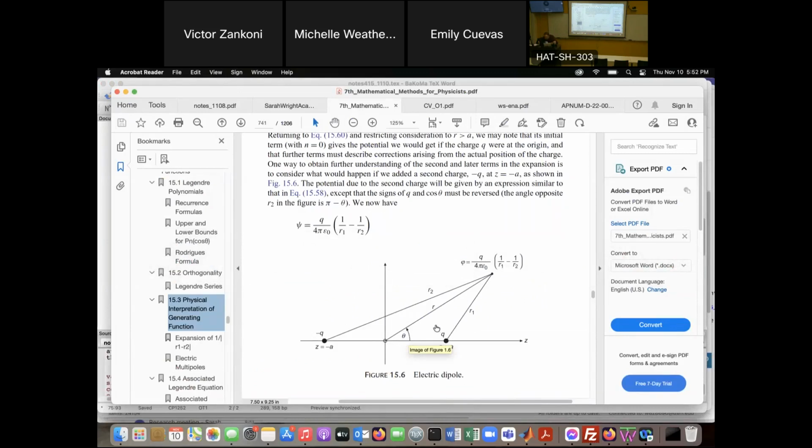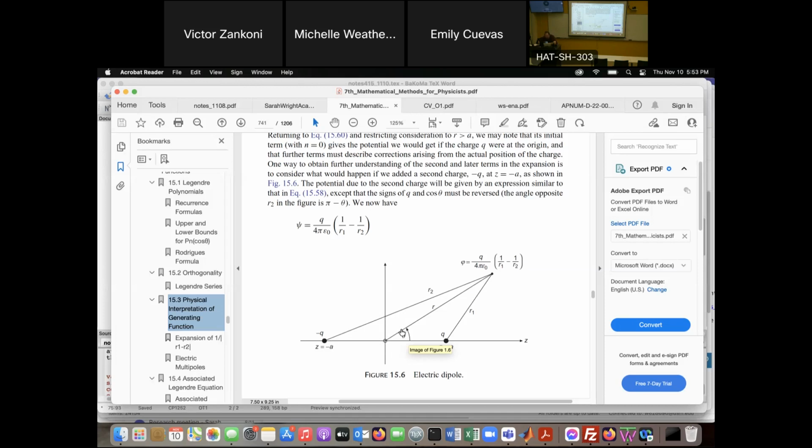Now I want to do the same thing, using the law of cosines to express this segment of length R2 in terms of this segment again, and also this segment here. Now this segment is also of length A, so it's the origin to the second charge. But we need this angle.